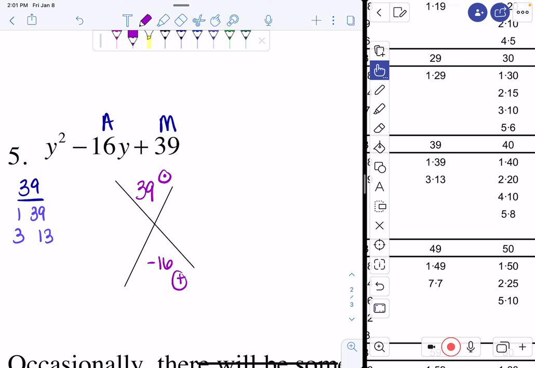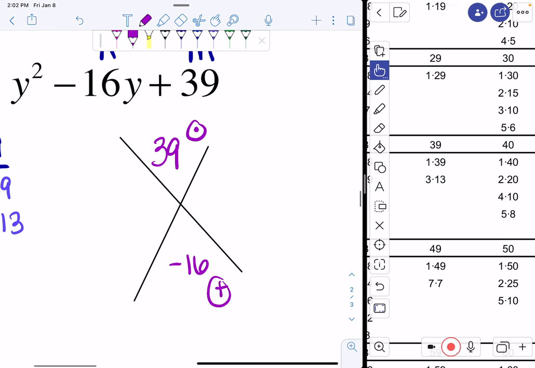So let's look at this. What do I put where? So if you think about it, my 39 is positive. So I know two positives multiply to a positive and two negatives multiply to a positive. I want to add up to a negative number, though. So if I think about the numbers in my head, I can't get a negative number by adding two positive numbers. I can only get it by adding two negative numbers.